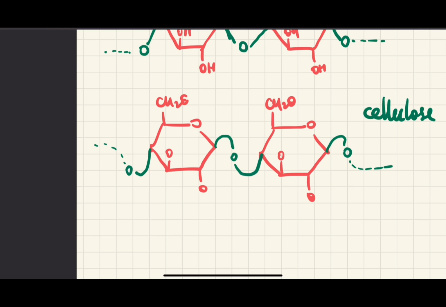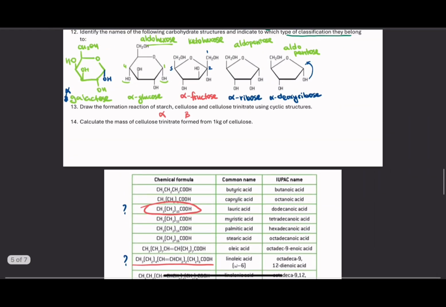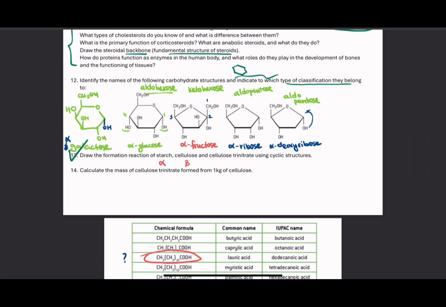You will connect your oxygen in here, NO2, and then here NO2, then NO2, NO2, NO2, and then NO2. Now this is your cellulose trinitrate in the cyclic structure. Okay, so that is the answer for question 13.